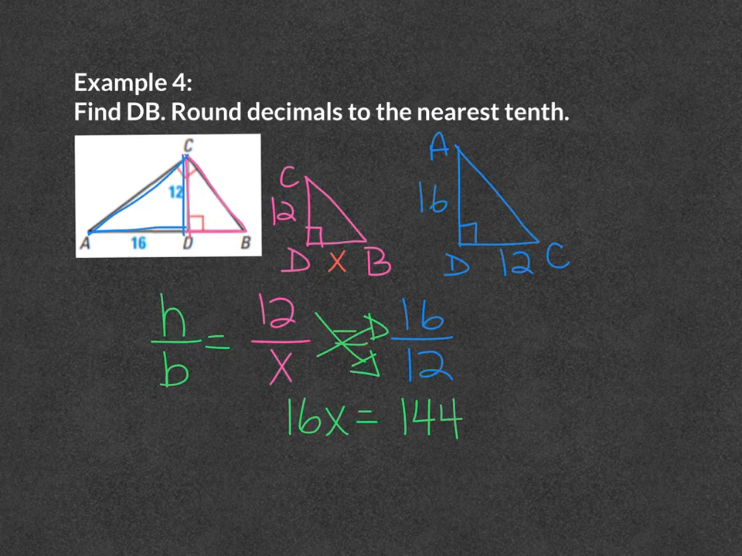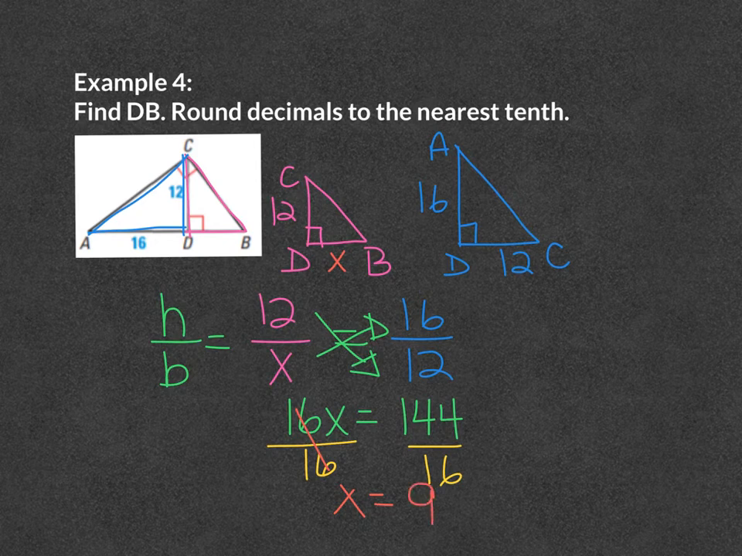Now I'm going to divide both sides by 16 so I can isolate X. This will cancel out. I'm going to bring down X. 144 divided by 16 gives me 9. So that means that X equals 9.